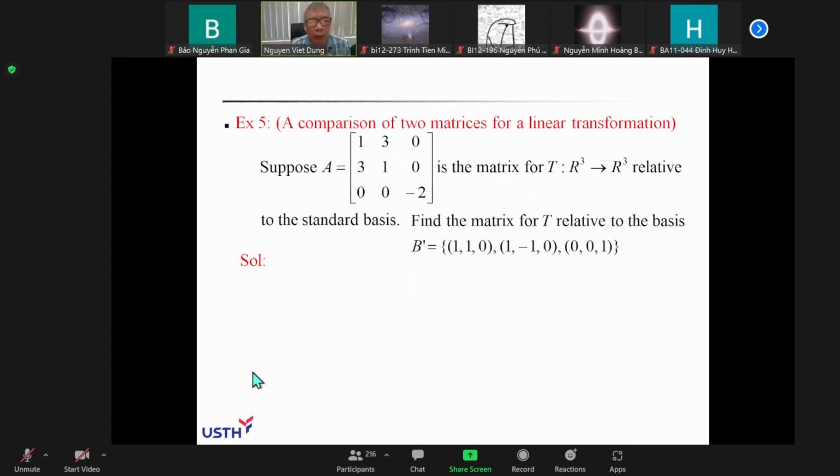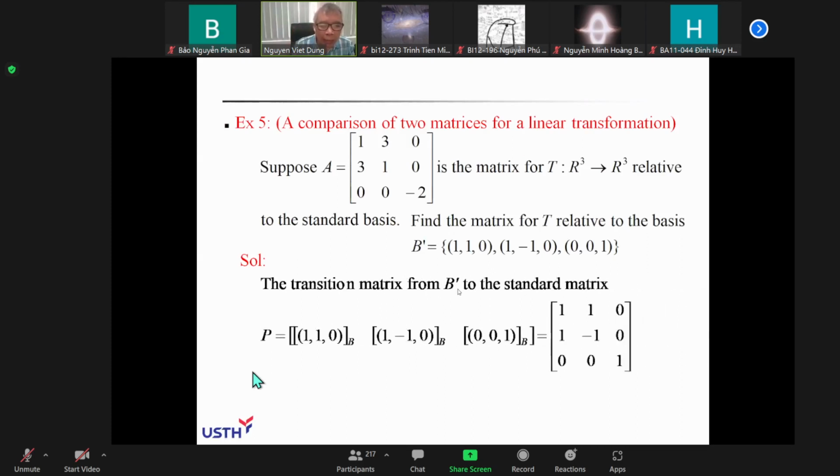Now I want to invite you to look at that example. Suppose that A is a matrix of size 3 by 3. That is, suppose that it is the matrix for T relative to the standard basis, or you can say A is the standard matrix for T, like that. Now you are required to find the matrix for T relative to a new basis B prime, as on the screen. So what do we need to do?